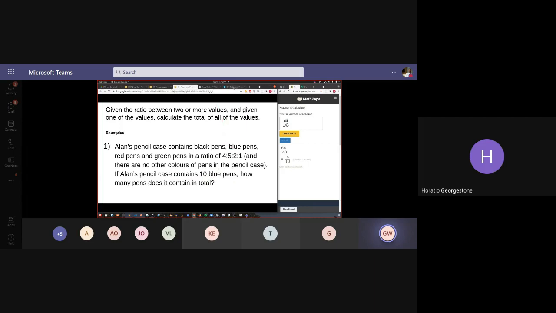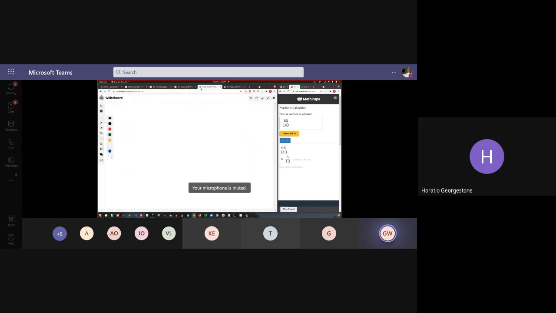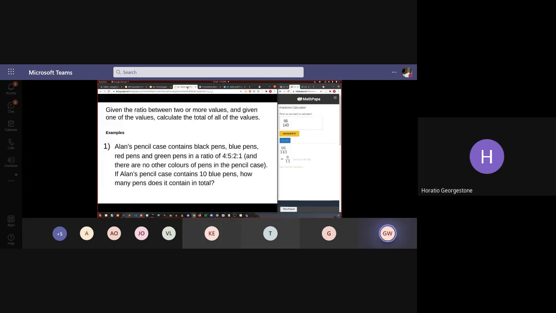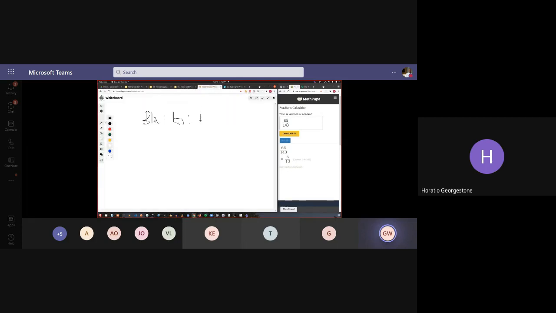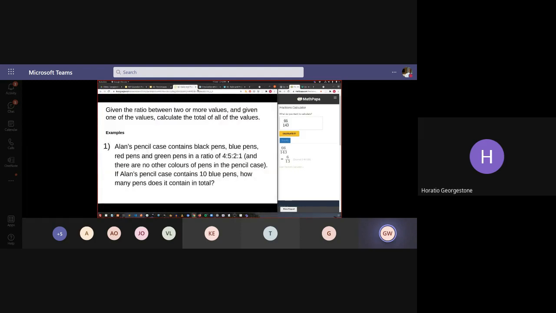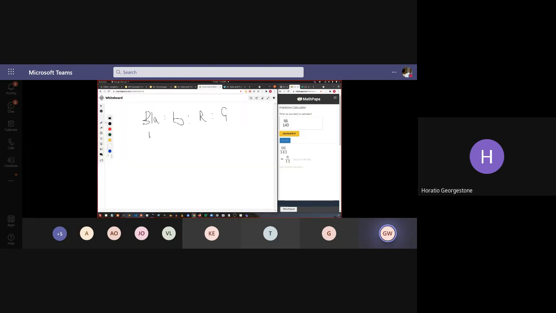So we've got black to blue. I'm just going to do lowercase b for blue to save time. Red and green. And the ratio 4 to 5 to 2 to 1.